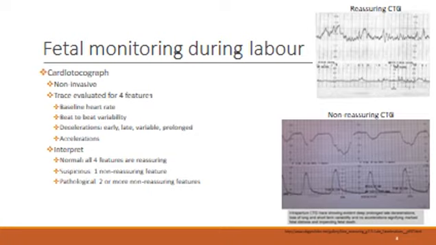When you interpret it, normal will be all features that are reassuring. In other words, a good baseline heart rate with good beat-to-beat variability, the absence of decelerations, and the presence of accelerations. Suspicious CTG would mean that there is one non-reassuring feature, and then with pathological interpretation, 2 or more non-reassuring features are present, which might indicate fetal distress or compromise and may necessitate assisted delivery or cesarean section.